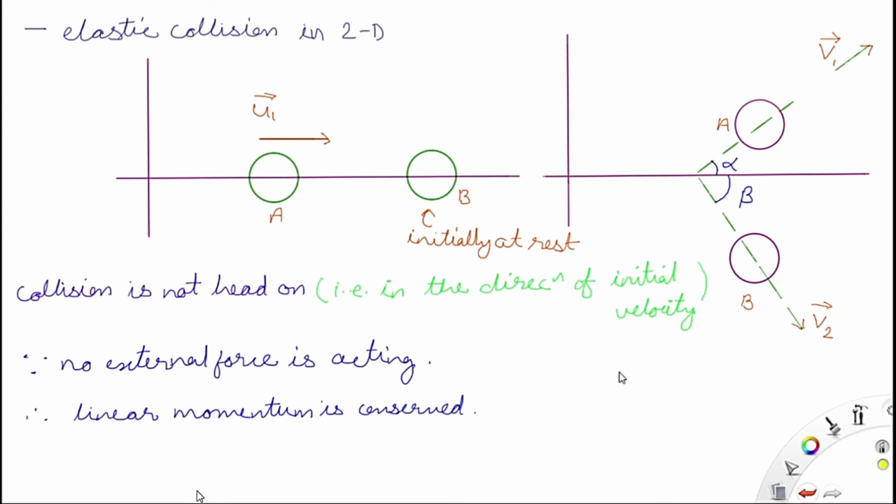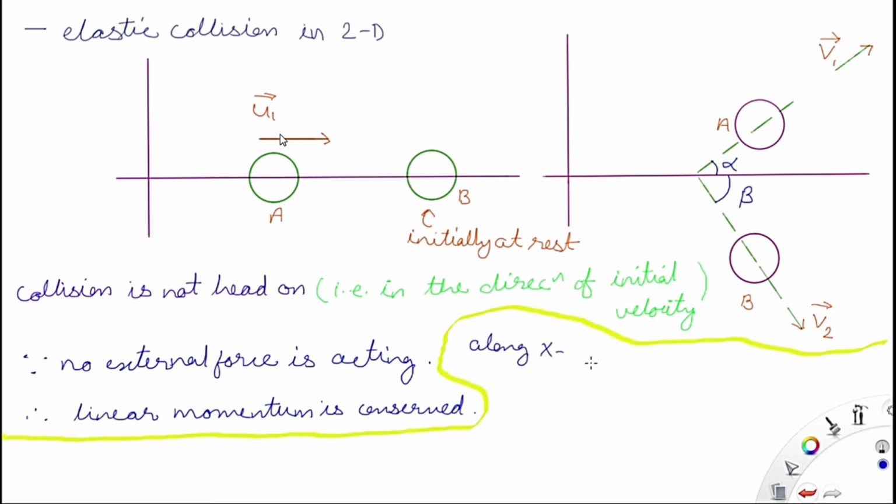So m1 was moving with velocity u1 and m2 was initially at rest. Finally, after collision, m1 starts moving with velocity v1 and m2 starts moving with velocity v2, and they make angle alpha and angle beta with the x-axis respectively. So along the x-axis momentum is conserved: m1 u1 is equal to m1 v1 cos alpha plus m2 v2 cos beta.